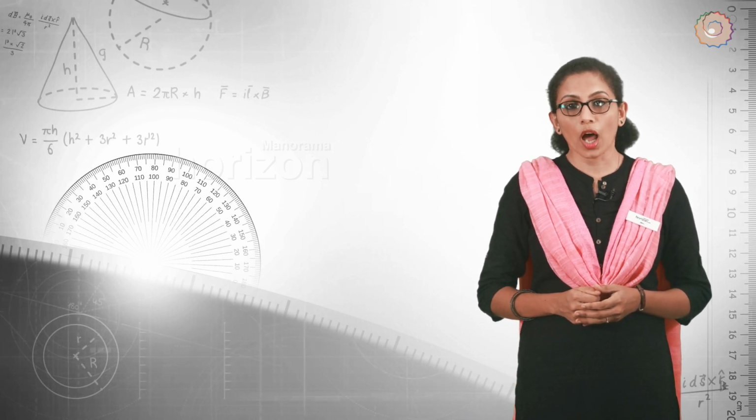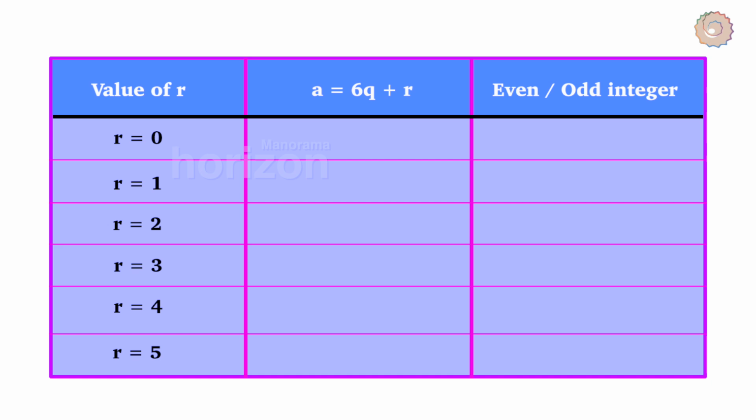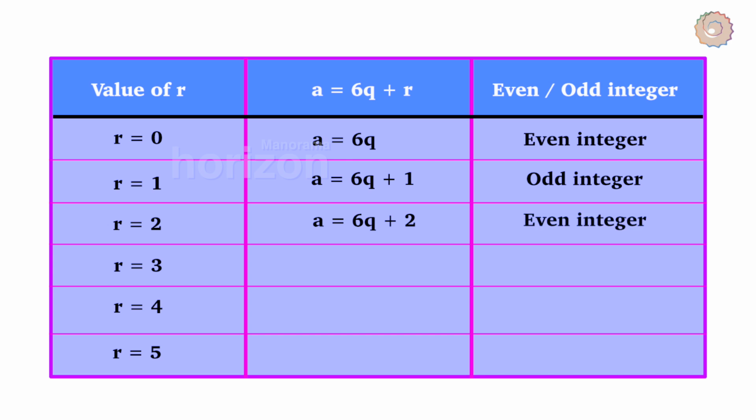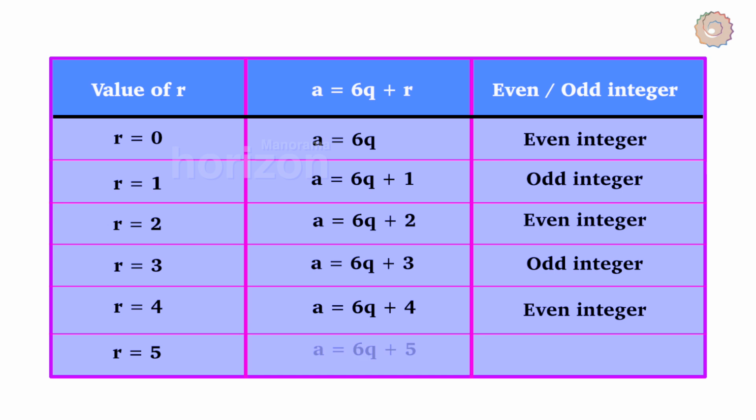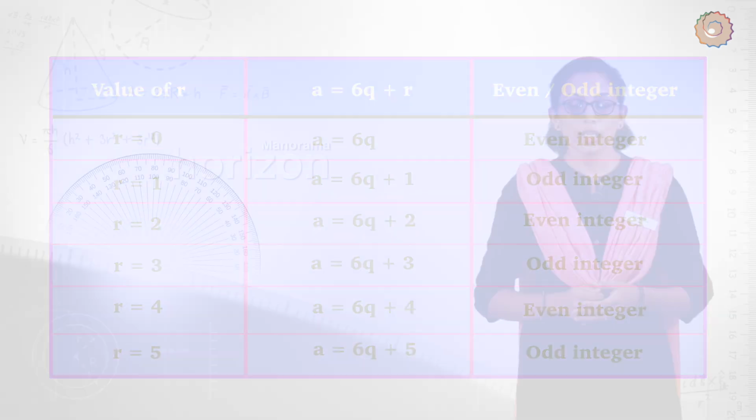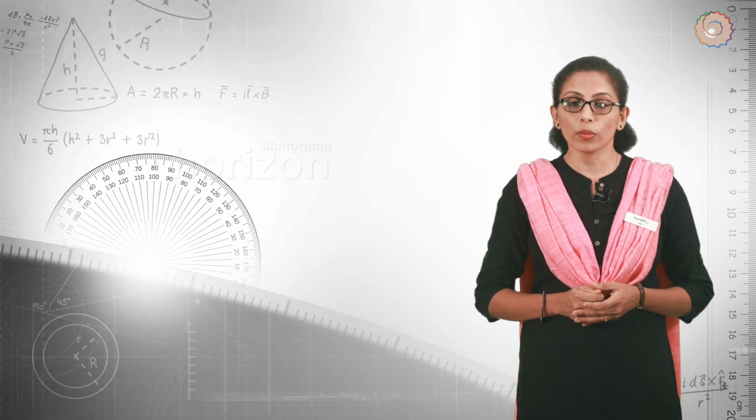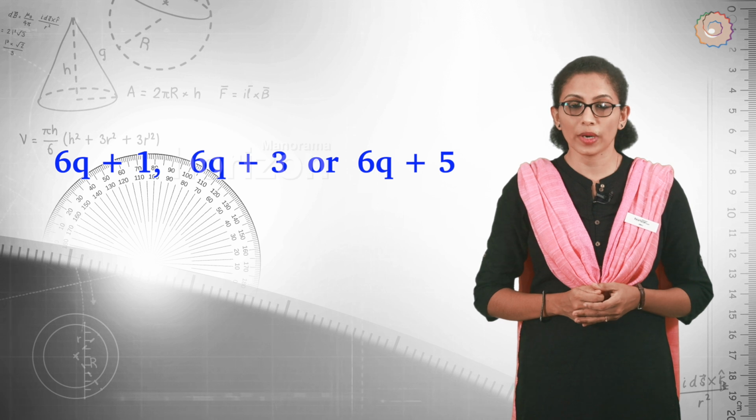We will put values of r in a = 6q + r and check whether it is an even or odd integer. When r = 0, a = 6q, so it is an even integer. When r = 1, a = 6q + 1, so it is an odd integer. When r = 2, a = 6q + 2, it is again an even integer. When r = 3, a = 6q + 3, it is an odd integer. When r = 4, a = 6q + 4, even integer. When r = 5, a = 6q + 5 and it is an odd integer. Therefore, any positive odd integer is of the form 6q + 1, 6q + 3 or 6q + 5. Hence proved.